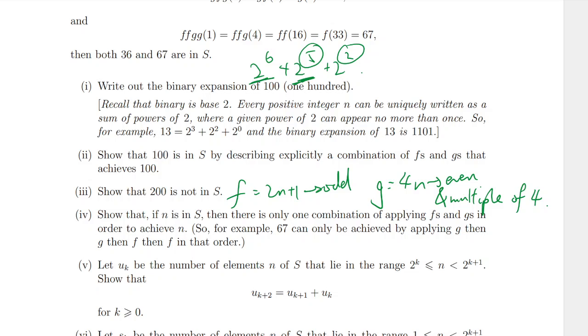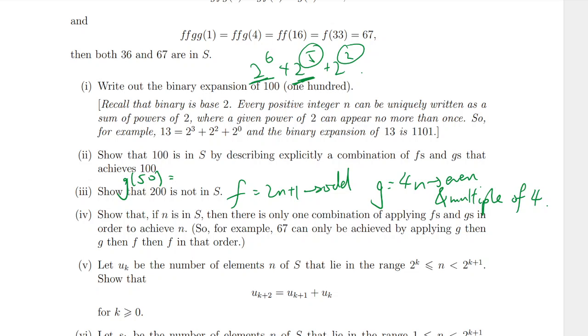So where must 200 have come from? It must have come from g, right? Because 200 is not odd, so it must be g of 50. If 200 were in S, then g of 50 must be there, right? It can't come from f. So g of 50. Okay, so where does 50 come from?